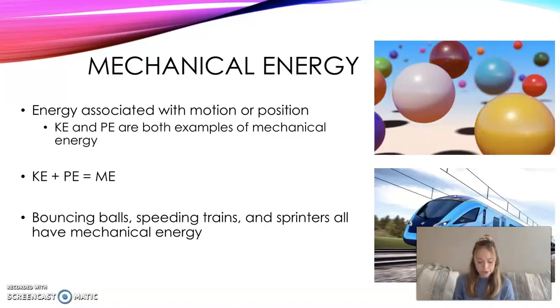A lot of people look at mechanical energy and the first thing they think is machines. Well, that is not the case at all. When we are looking at mechanical energy, we are looking at the energy associated with the motion or position of an object. So this is going to be the sum of the kinetic energy and the potential energy. Bouncing balls, speeding trains, sprinters all have some type of mechanical energy. So we're going to be looking at everyday objects, motions, and positions when we look at mechanical energy.